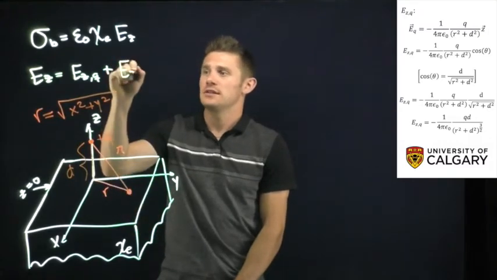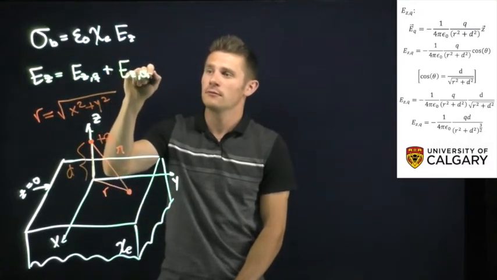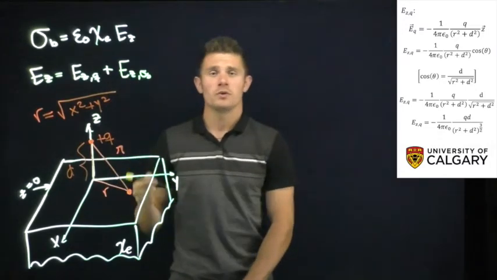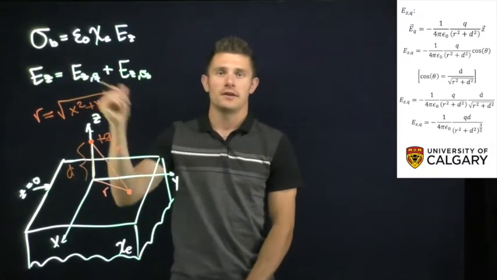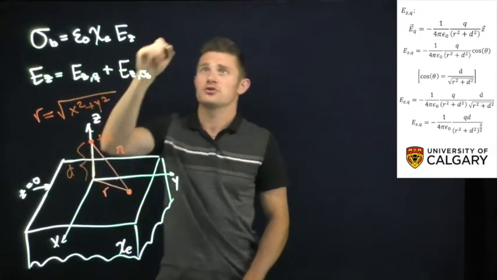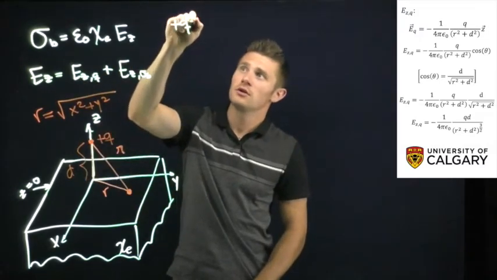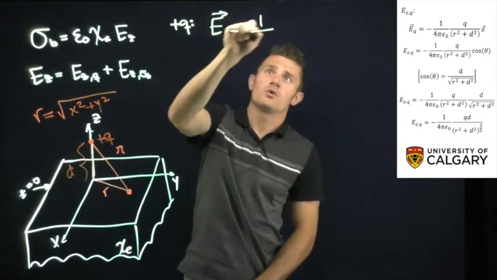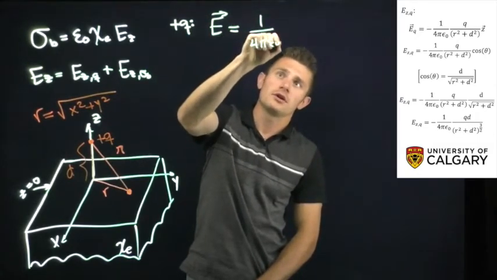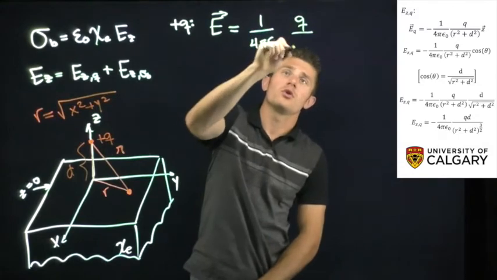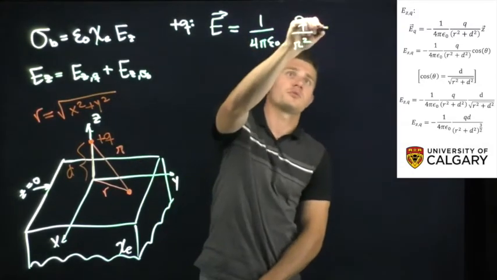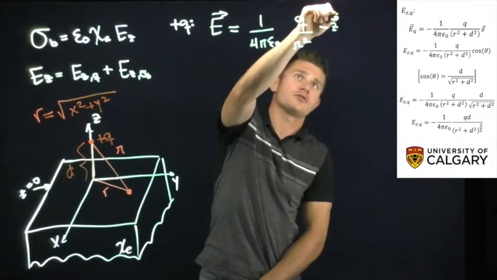And we'll say that is Ez sigma b. So in order to find what this electric field component Ez is, we need to look at these two components separately and then add them together. So we'll start with the charge component, positive q, and we'll say that this contributes an electric field E equal to 1 over 4 pi epsilon naught, the charge q, over this position vector r squared. And of course this will be in the negative z hat direction.